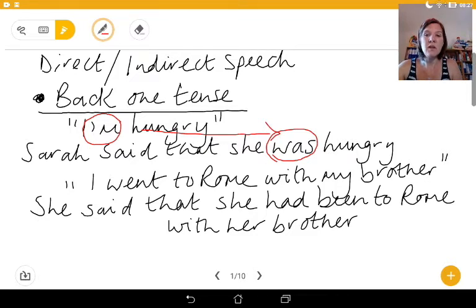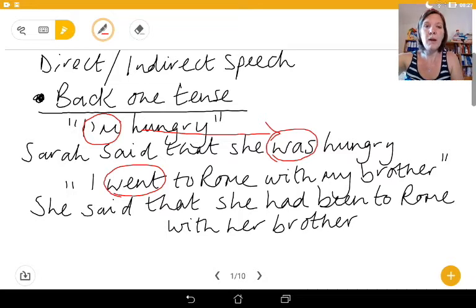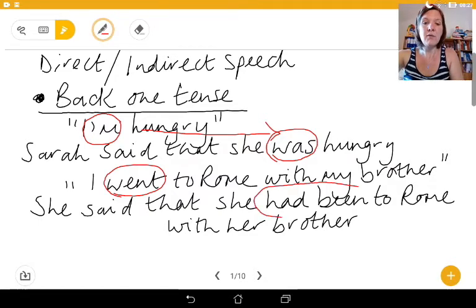Okay, just another simple example. I went to Rome with my brother. So here we're in the past. And when we want to report it, she said that she had been. So from the past, we need to move back into the past perfect. Okay, so that's the first slide.